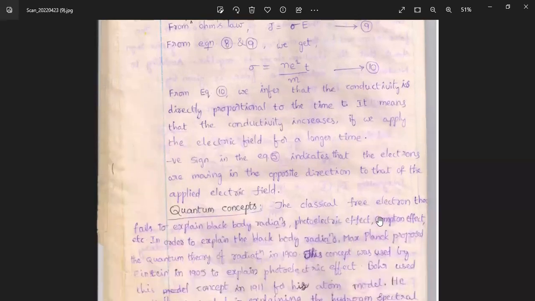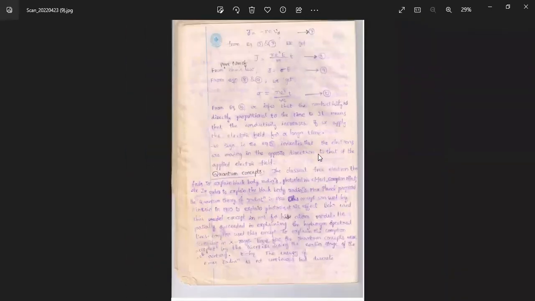Now the negative sign in equation 5. What is equation 5? v is equal to minus E by m into t. The minus sign in equation 5 indicates that the electrons are moving in the opposite direction to that of the applied electric field. I already told you, when an electric field is applied in some direction, electrons will move opposite to that direction. Here, the negative sign indicates that because of charge repulsion.